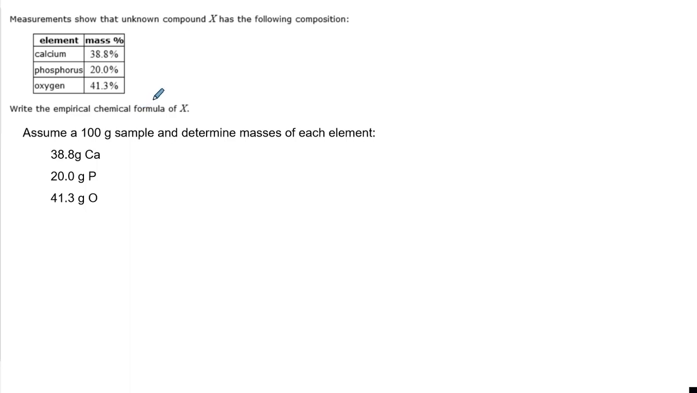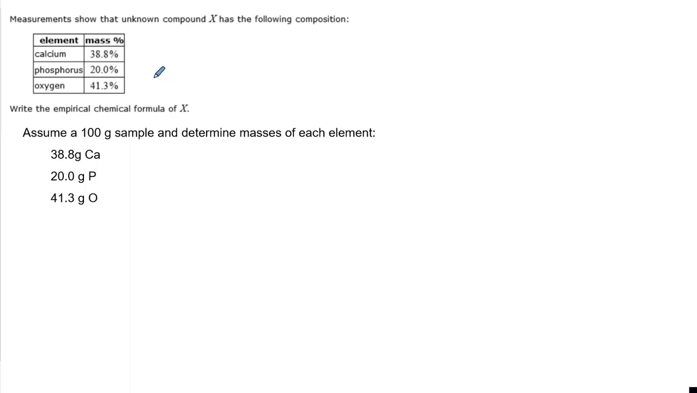So here's the original question. We have 3 elements in this particular compound, and we are 38.8% calcium, 20% phosphorus, and 41.3% oxygen, and we're asked to find what is the formula of this compound.